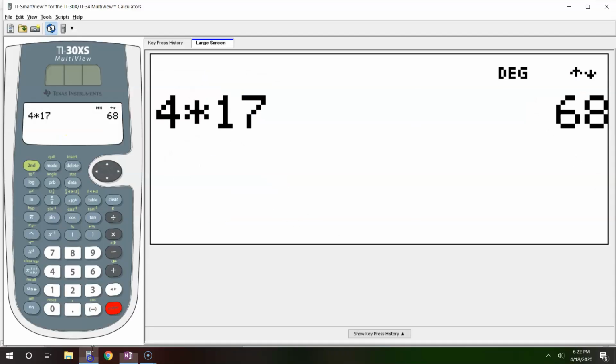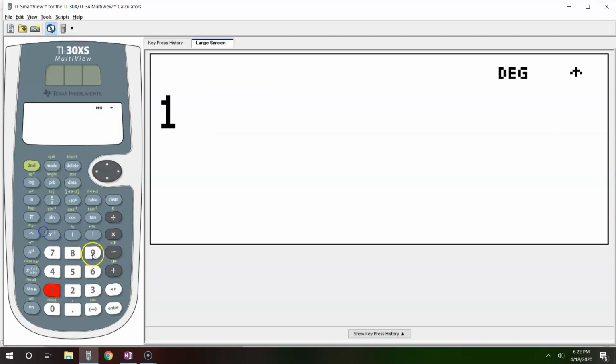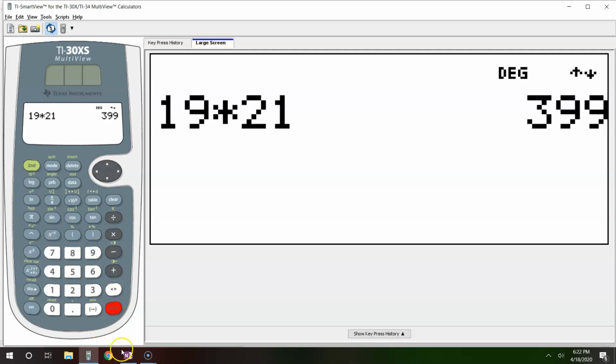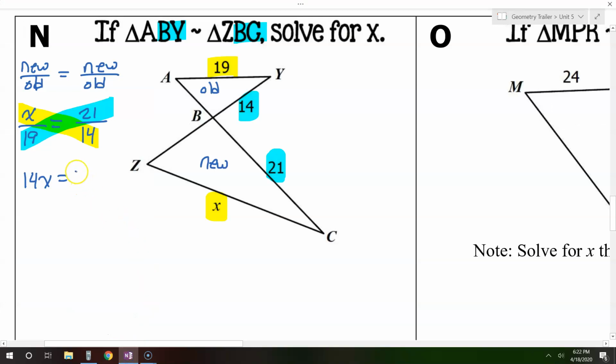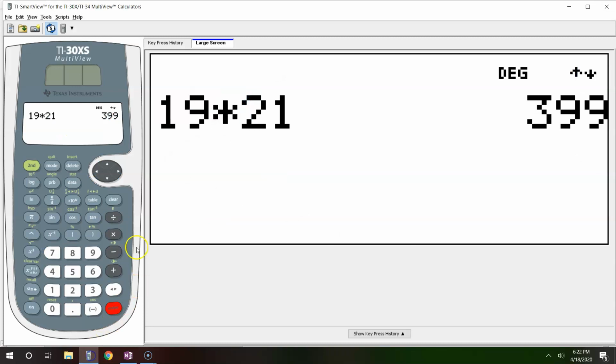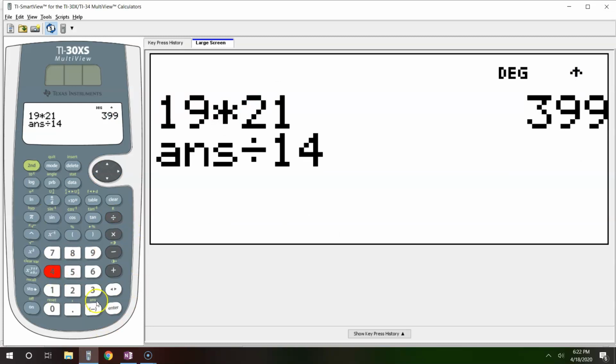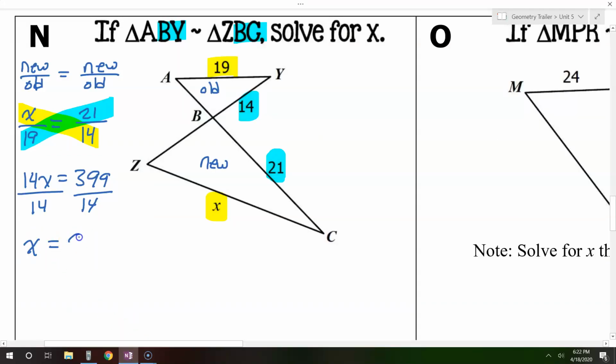19 times 21, to the calculator. 399. I wonder if this is going to divide in evenly. Let's find out. Divided by 14. 28.5. All right, and that is how you find the unknown value.